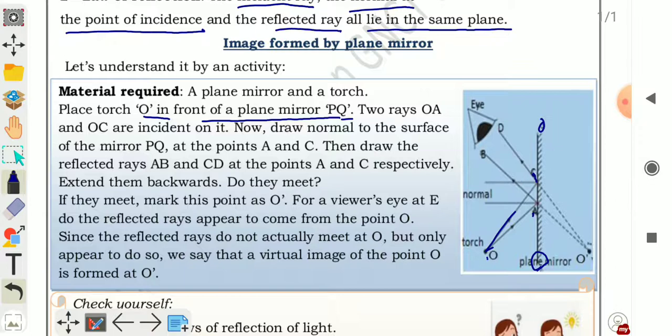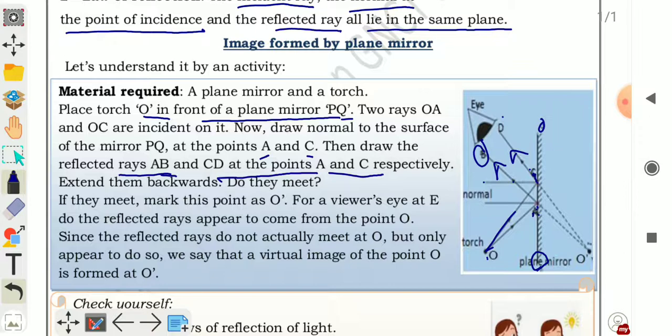Now draw normals to the surface of the mirror PQ at the points A and C. You have to draw two normals, one at point A and second at point C. Then draw the reflected rays AB and CD. From A, the reflected ray will be AB, and from C, the reflected ray will be CD. So these two are reflected rays. After reflection, these rays are formed.